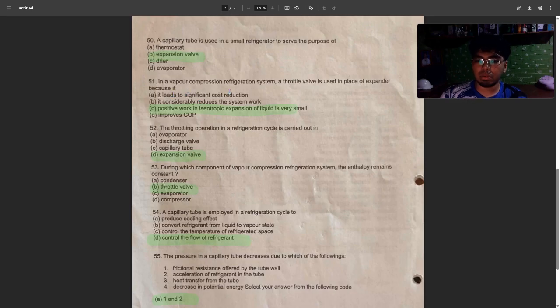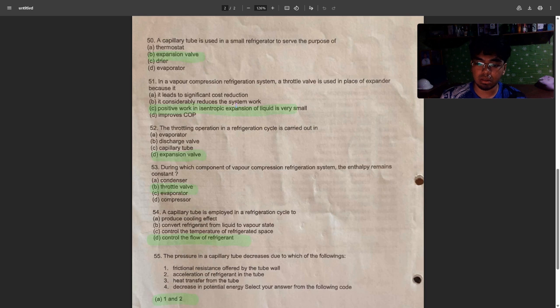In a vapor compression refrigeration system, a throttle valve is used in place of an expander because A. it leads to significant cost reduction. B. It considerably reduces the system work. C. Positive work in isentropic expansion of liquid is very small, or D. Improves COP. For this question, number 51, the correct answer would be letter C.